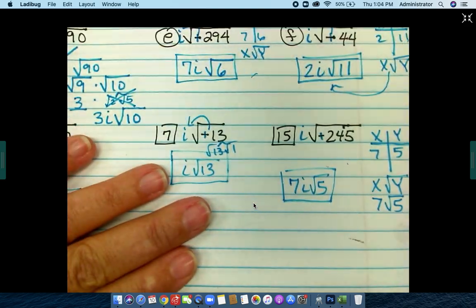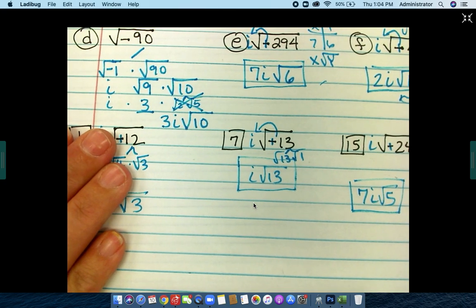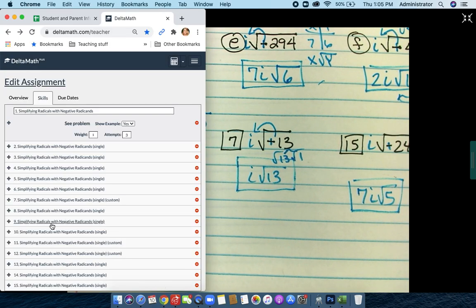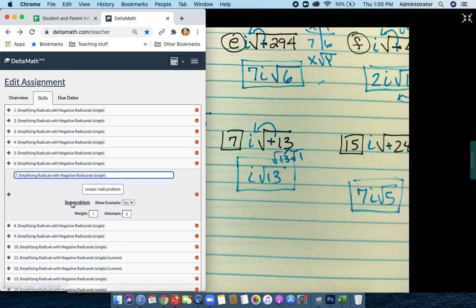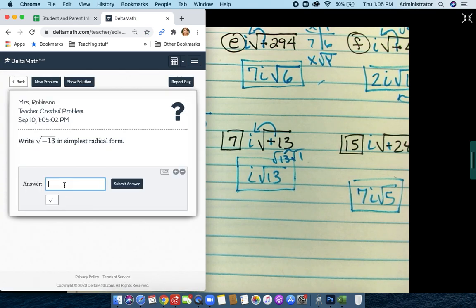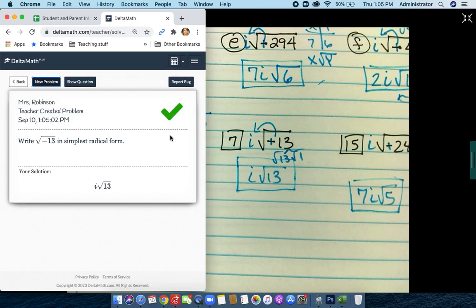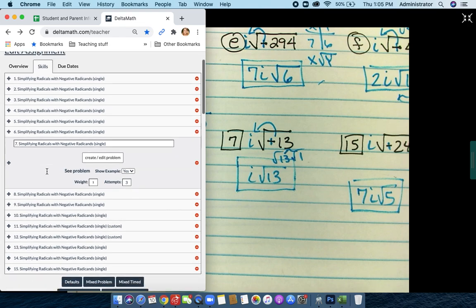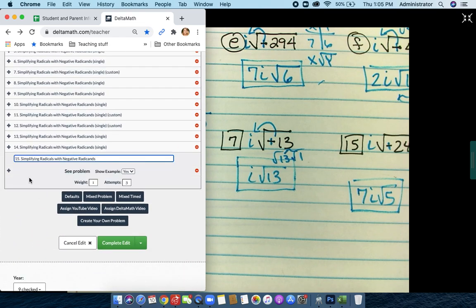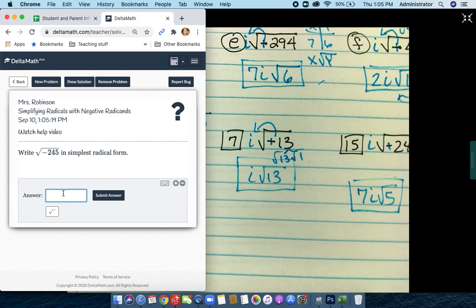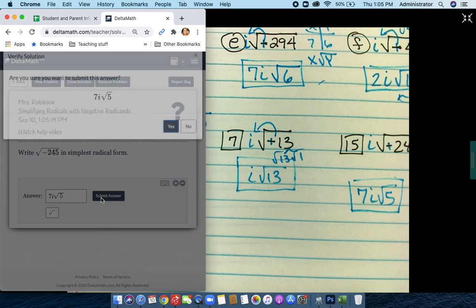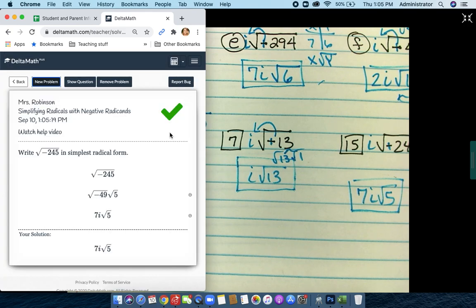And remember, you can always type these in your calculator. So we're just going to go in real quick and type in 15, make sure you see a couple of other ones worked where we type that in. So we already said i, so I'm hitting the i on the keyboard, root 13. Submit answer. Yep. And then number 15. And we had 7i square roots of 5. And that's correct as well.